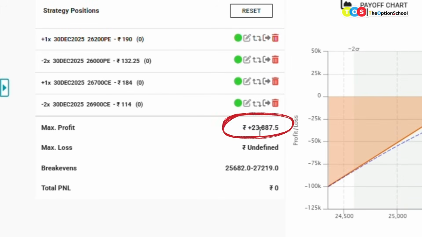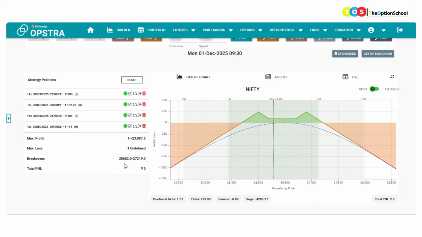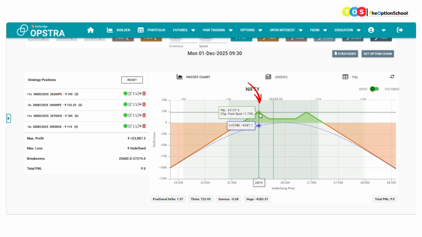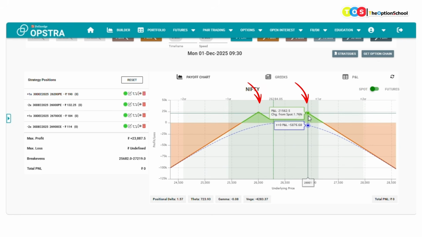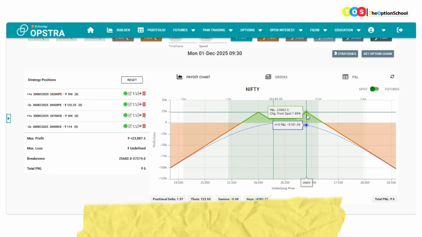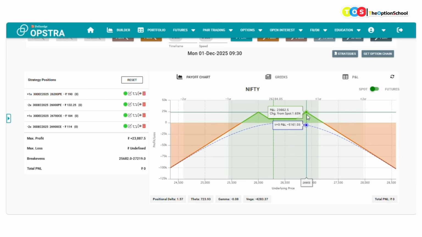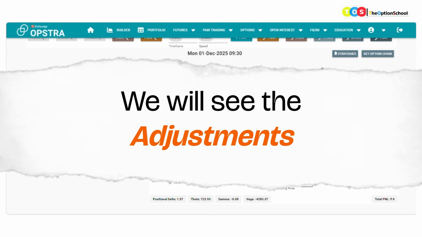There is a decent credit of 23,000. The lower break-even point is 25,682. The upper break-even point is 27,219. So the trade has around 1,600 points of width. But obviously, as soon as the market crosses this peak or this peak, after that I cannot sit in the trade. I need to add some adjustments in the trade. See it very carefully. I will be showing you the possible adjustment in this trade.